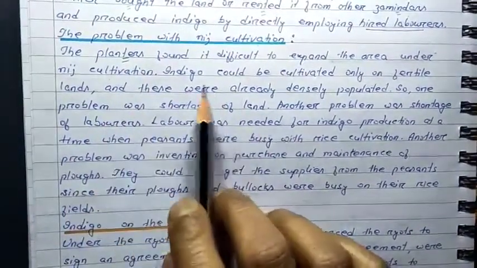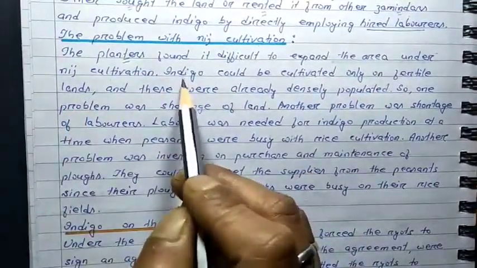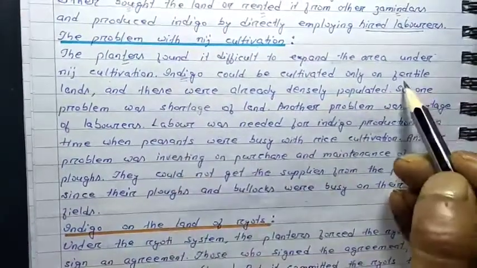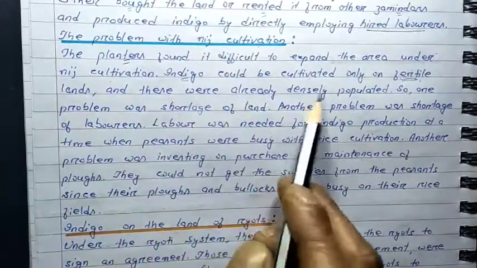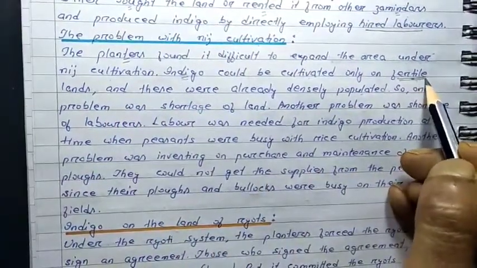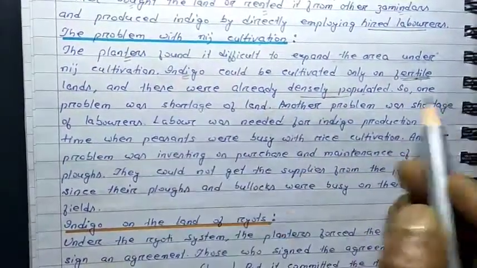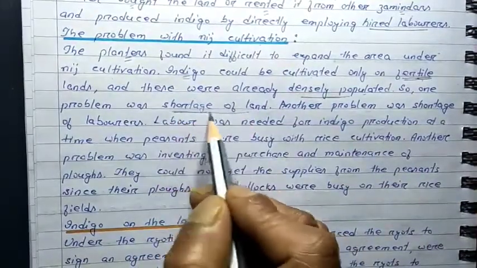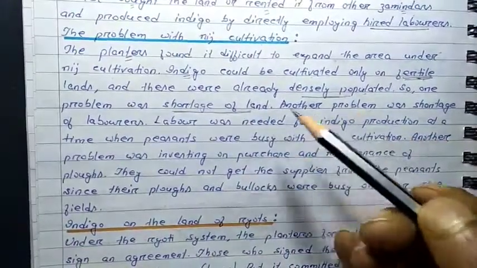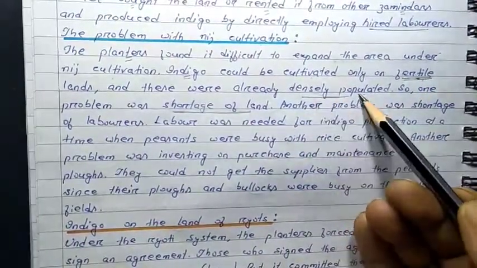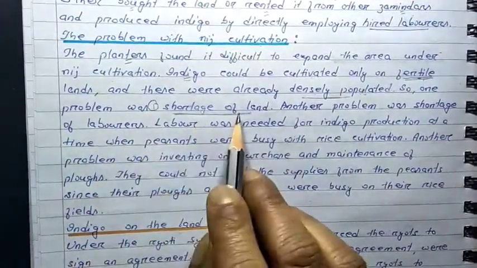What were the problems? You see, indigo could be cultivated only on fertile lands. You should know that indigo was such a plant which could be cultivated only on the fertile land or the best land, and these were already densely populated. So the planters were facing the problem of shortage of land. For the production of indigo, a huge plot of land was required, and that fertile land was already densely populated, and that's why the first problem that the planters faced was shortage of land.